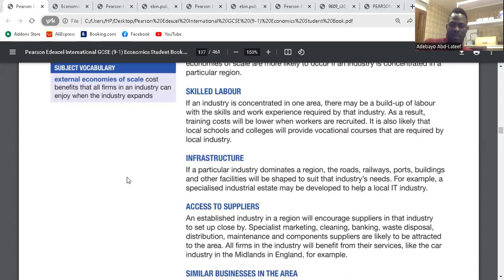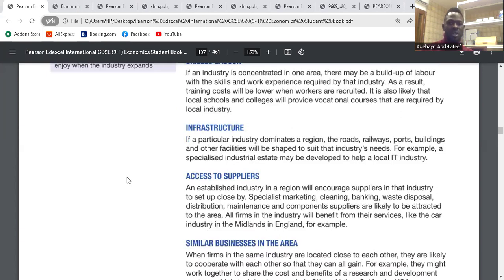Is it clear? Two, infrastructure. If a particular industry dominates a region, the road, railway, port, building, and other facilities will be shaped to suit that industry's needs. I'm going to continue to use the educational industry because that is what is closer to us here. Look at the educational industry. It's continuing to expand, yes or no? These days, there are police around, making sure the roads are expanded. Why are they doing all these things? To make it easier for school children and school buses to move freely. So because the industry is becoming bigger, the need for infrastructure is important. So infrastructure becomes something that is available.